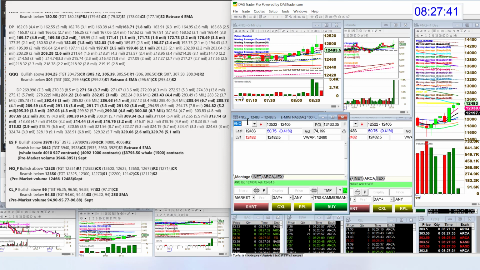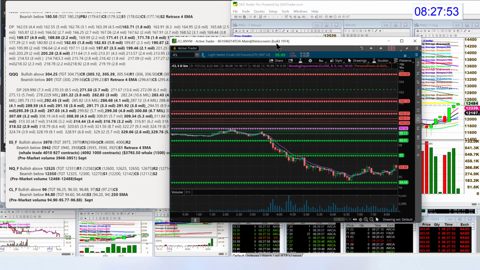We've got those NASDAQ futures bullish above 12.525. And we came close, but no cigar. Bear below 12.350. Oil futures took a dive this morning, but found some support here just above S3.